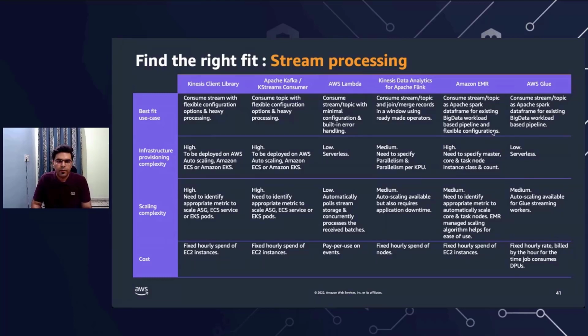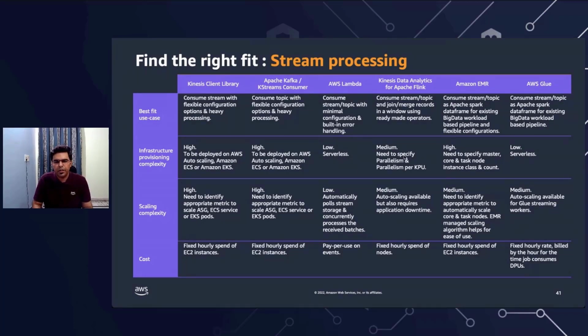So if we compare the possibilities in a single shot, the Kinesis Client Library and the Kafka consumer APIs need to be deployed into an autoscaling group for a distributed consumption logic. It cannot be a single point of failure. So you need to either have it in an autoscaling group or as an ECS service or as an EKS service with multiple pods. With Lambda, because the service itself is serverless, the infrastructure provisioning complexity is fairly low. You just provide your computation logic on the incoming data, and it's good to go from that point onwards.